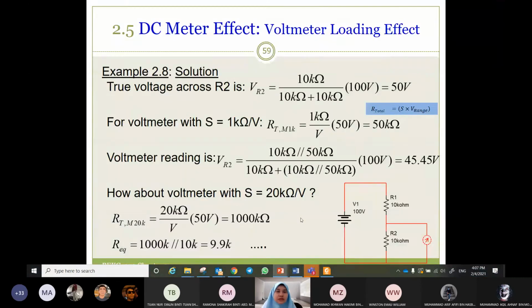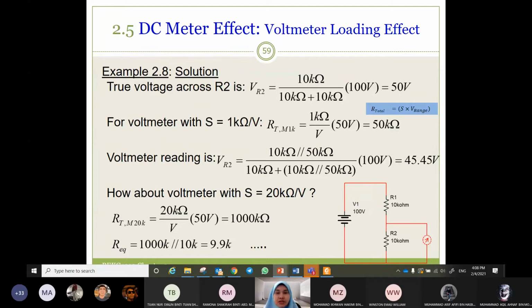Okay, so now we go to the next voltmeter with sensitivity of 20K ohm per volt. The same step repeated. We calculate for R in voltmeter. 20K is the sensitivity, right? Sensitivity multiply with the V range, the same voltage range of the voltmeter, 50 volts.